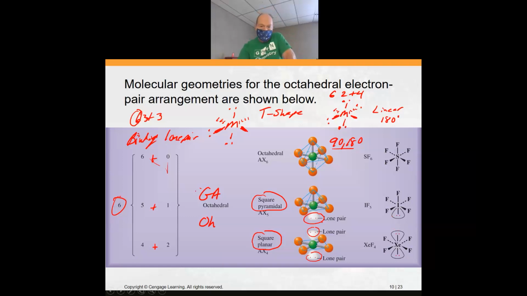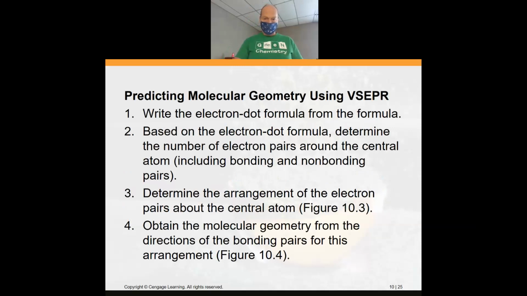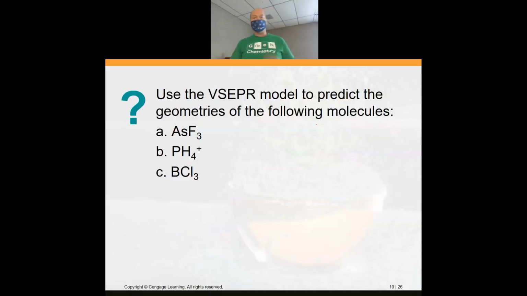All right. So let's see. Now it's called VSEPR, valence shell electron pair repulsion. All right, that just means that the electrons are going to get as far away from each other as possible. All right, so now we have to draw the Lewis structure and then match it up with our chart that we just went through. All right, so AsF3.